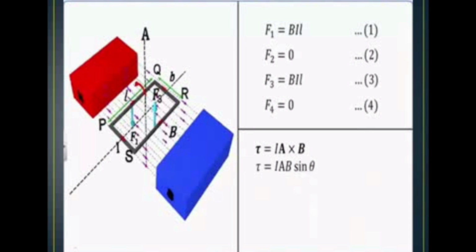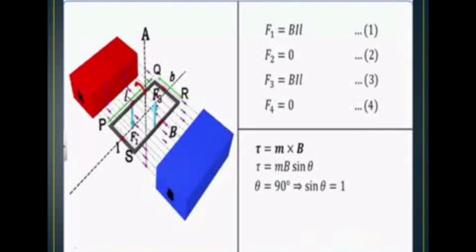It is a vector cross product. Magnetic moment M equal to I into A, so we can simplify the equation. Torque tau equal to MB sin theta. You can write M instead of IA. The unit of the magnetic moment is ampere meter square. So magnetic moment equal to I into A, and torque tau equal to M cross B, or you can write MB sin theta.